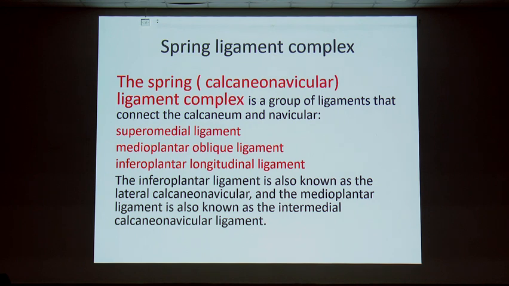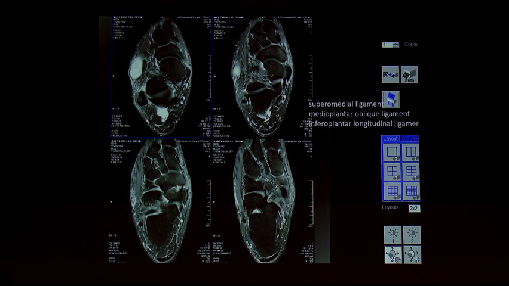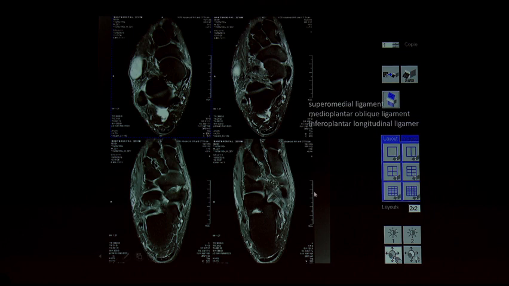There are three important ligaments. One is a superomedial component, medial plantar oblique and inferior plantar oblique. Always one important thing, please carefully remember this superomedial band. How to identify this spring ligament? They are the ligament of mid-foot anchor between the calcaneum to navicular, and please carefully look for this navicular bone. The medial tendon, we know this is tibialis posterior, this is FDL, this is FHL, and this is the spring ligament. Between the navicular and the TP, there will be a low signal structure.